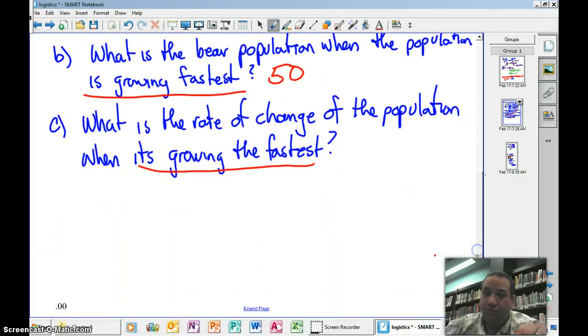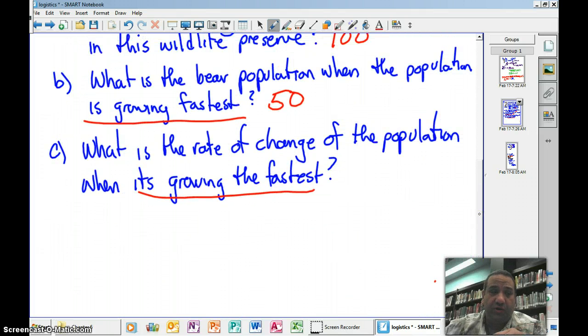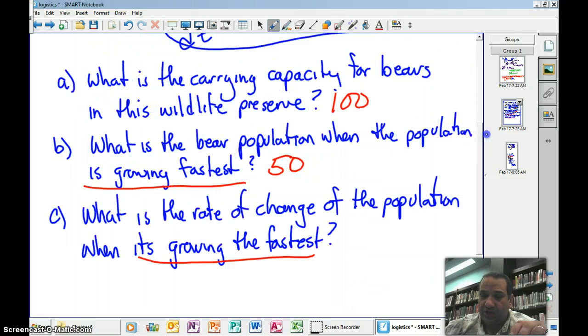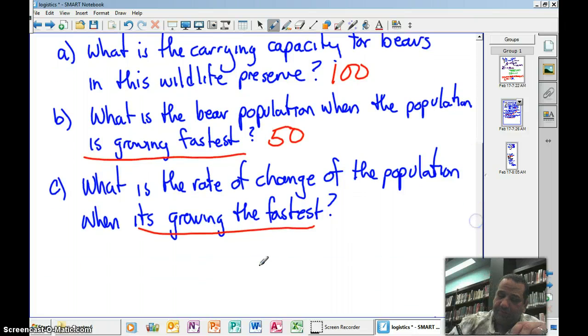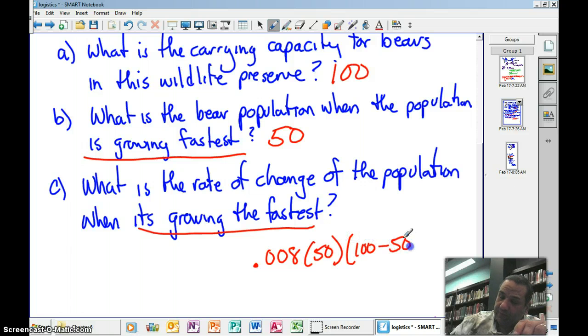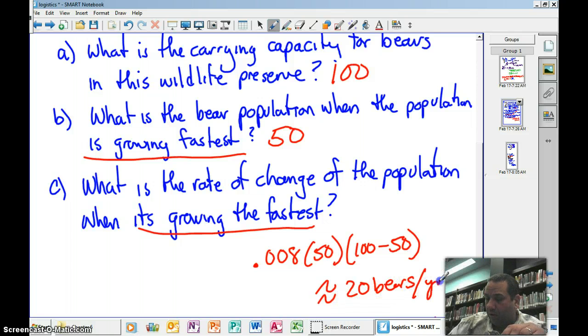Then it says, what is the rate of change of the population when it's growing the fastest? So all you've got to do is put 50 into that equation. It would be 0.008 times 50 times (100 minus 50). And I think you get about 20 bears per year. You get about 20 bears per year as the rate of change of the population. That's all you do, you plug that in.